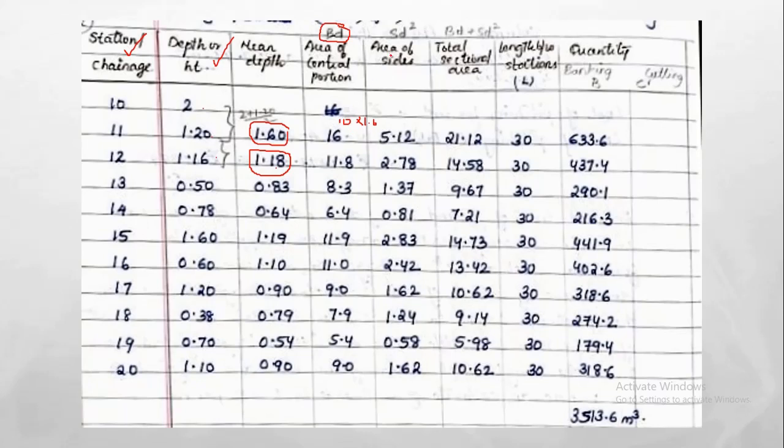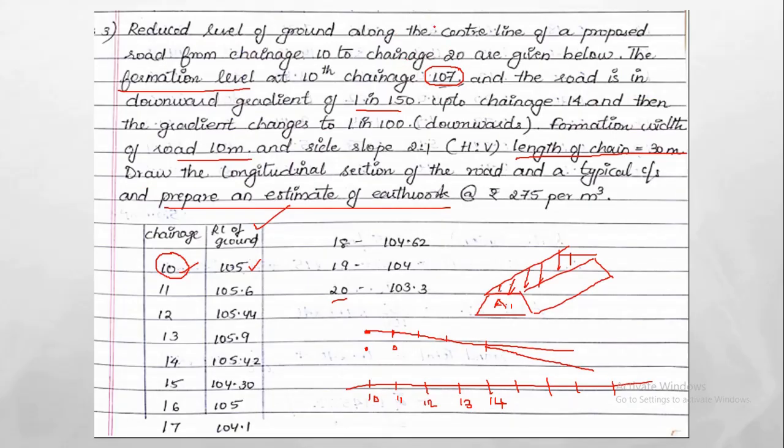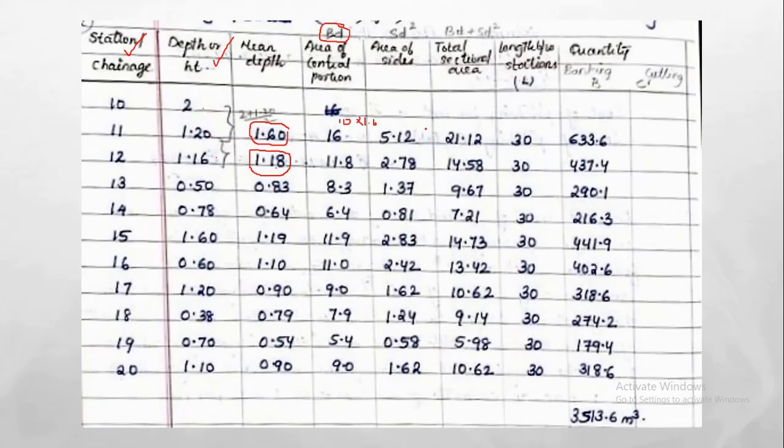Coming to the area of the sides, we have the formula SD square. D we get from this column, and the value of S is given in the question: S is 2. So the area is BD plus SD square, and we have to add the BD column and these two columns. This plus this will give 21.12. In a similar manner, you have to complete all the values here.